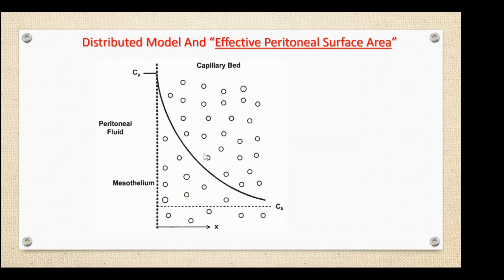The more dialysate molecules will pass from the peritoneal cavity to the capillaries. It is called the effective peritoneal surface area because two different patients with the same peritoneal surface area can have different peritoneal effectiveness. This is because the peritoneal capillaries are distributed differently in the peritoneum of different people.